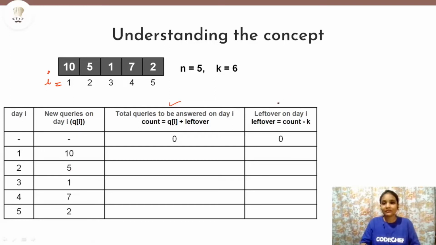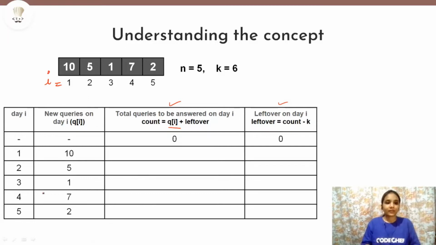And that is why we have this last column, which is known as leftover, which will calculate the leftover queries on any particular day that will be accumulated on the next day. As you can see here, count equals Q of I plus leftover. Q of I are the new queries on any particular day, that is on the ith day, plus leftover, whatever will be the leftover of the previous day.